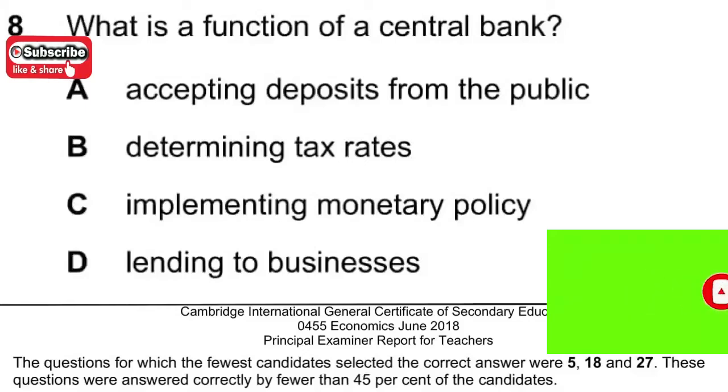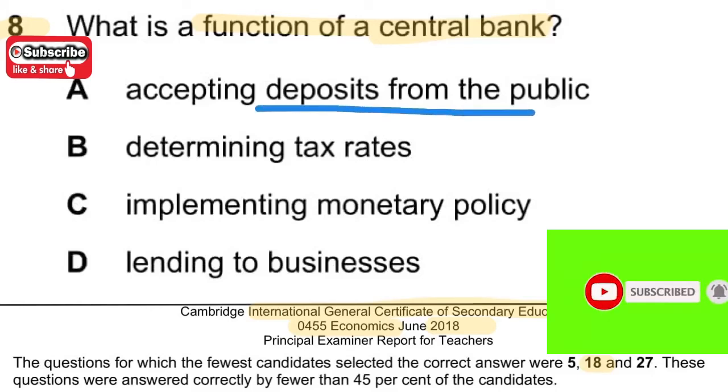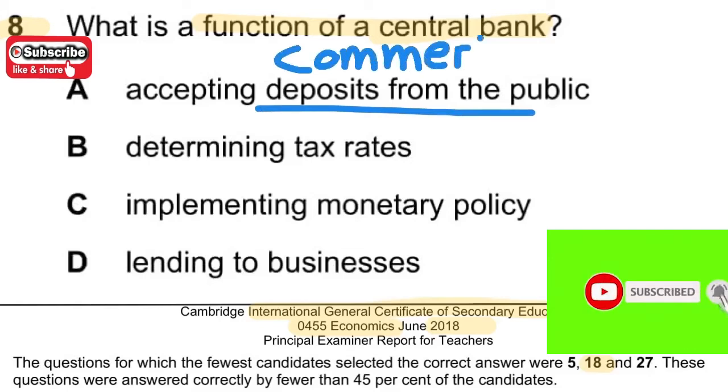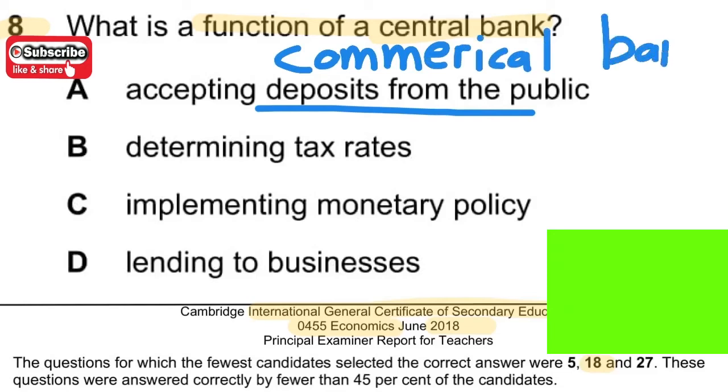Now, in this video, we will talk about the IGCSE CIE Economics 2018 one difficult MCQ question. The topic is about the functions of the central bank. So I would like to take a look at the answers one by one. The first one, accepting deposits from the public, is the function of a commercial bank. Okay, so let's jot that down. This is for the commercial bank. So option A would not be our answer.